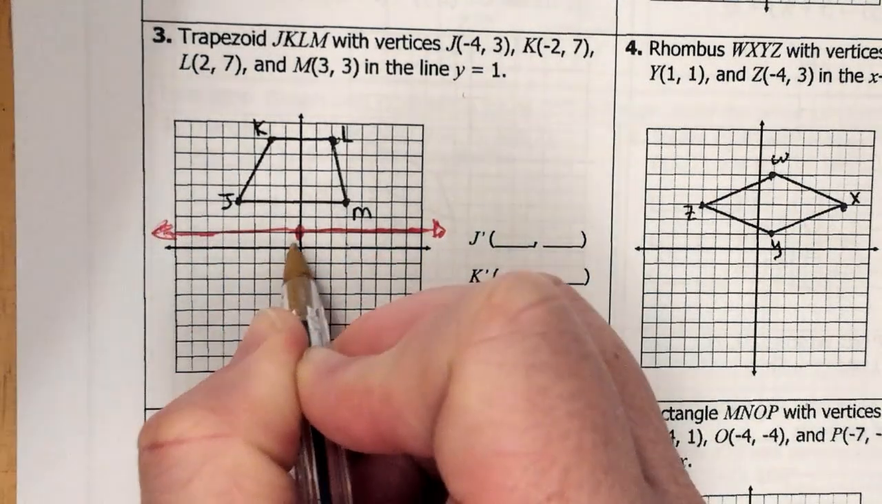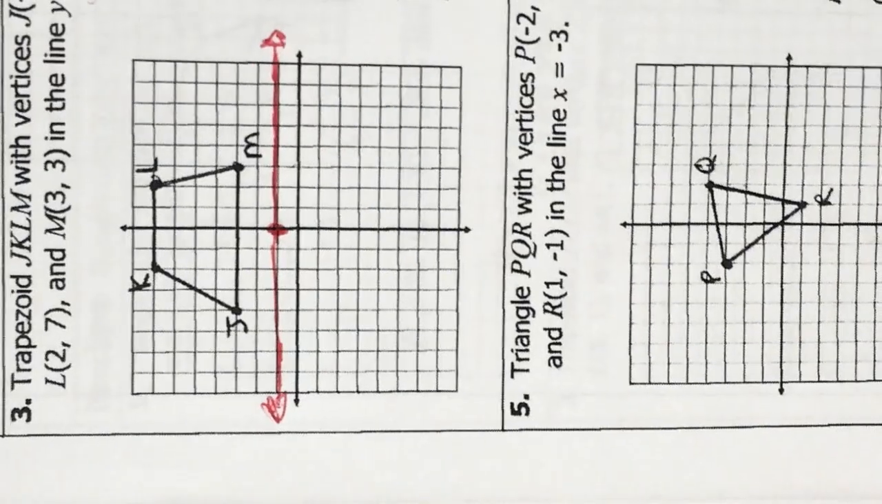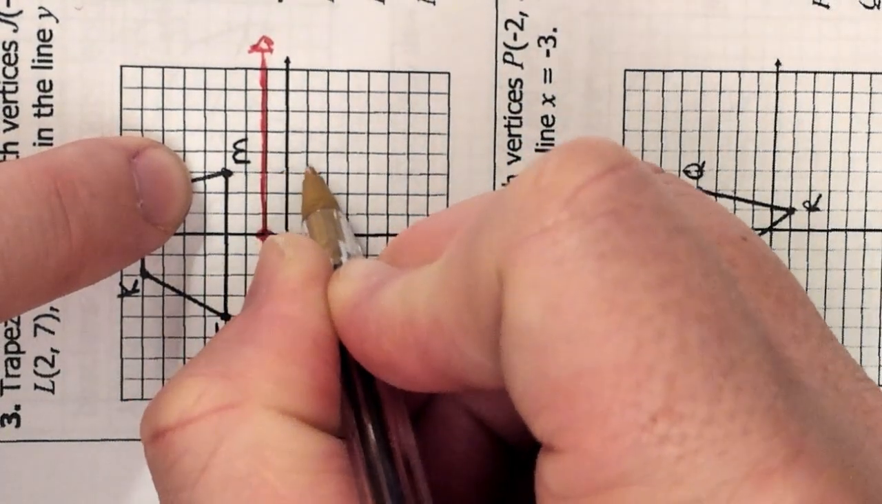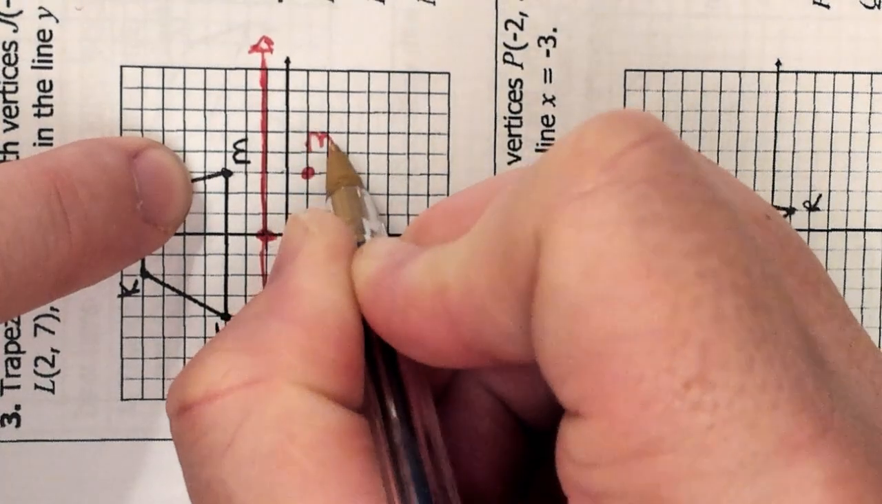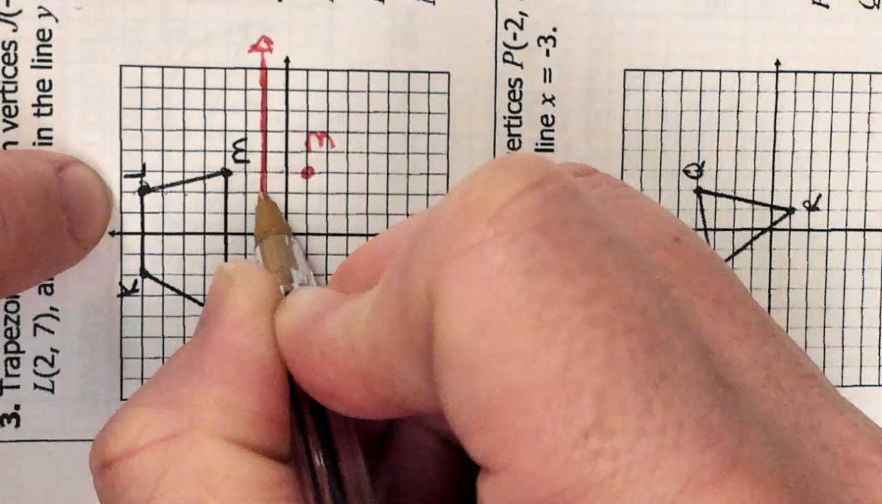Okay, I personally like to turn it vertical. Okay, and reflect each point. All right, so M is 2 hops away, so go 2 more hops. That's the letter M. L is 1, 2, 3, 4, 5, 6.